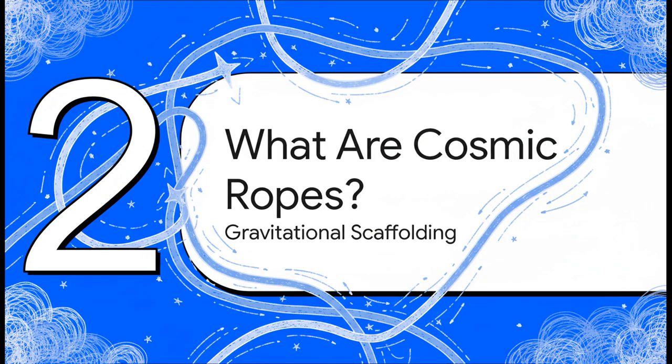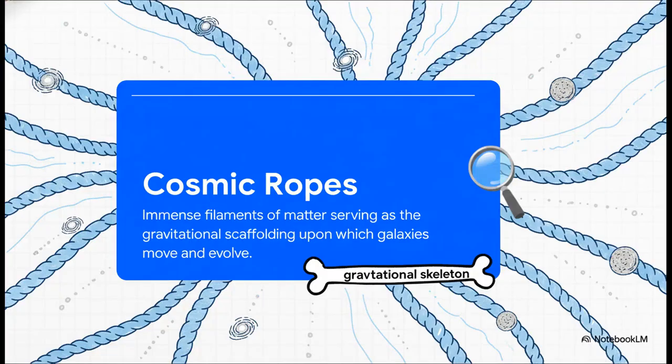So, what exactly are these invisible highways? Well, they're known as cosmic ropes, and they are, quite literally, the gravitational scaffolding of our universe. These cosmic ropes are these unimaginably huge filaments of matter that connect everything, creating what we call the cosmic web. You can think of it like the universe's skeleton. It's the underlying structure that dictates where galaxies go, how they grow, and even when they collide and merge.